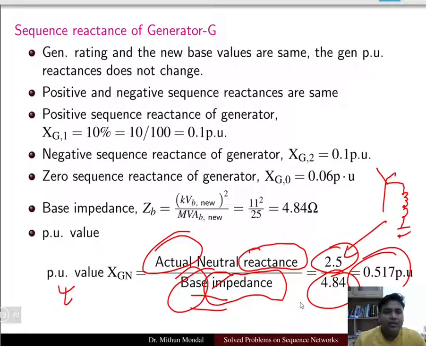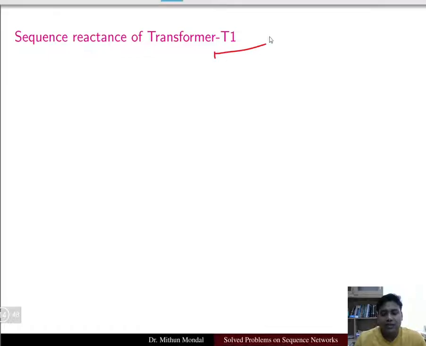So we have obtained the positive sequence, negative sequence and zero sequence reactance as well as the neutral reactance. Now we'll go for transformer T1.